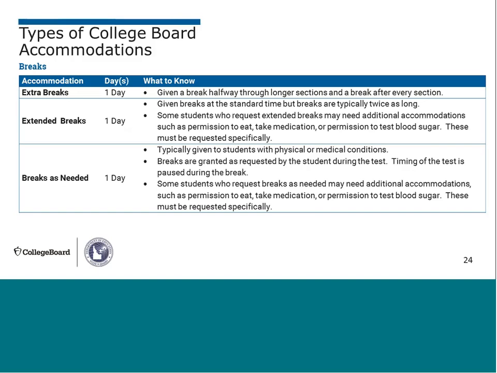So with extra breaks, students are given a break halfway through the longer sections with a break after every section. So they're going to get more breaks than a student that does not have that accommodation. Whereas with extended breaks, their break time frame is going to be doubled. So in the standard course of testing, students may get a 5-minute break at a particular point. Students approved for extended breaks would get 10 minutes. This is often one that is used for students who require permission to eat or take medication while testing.